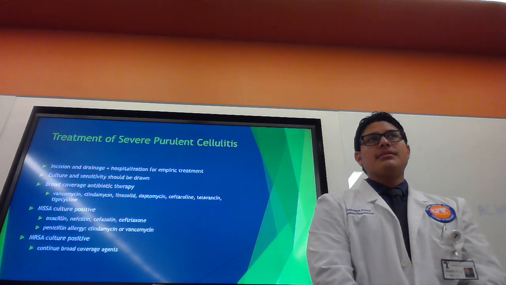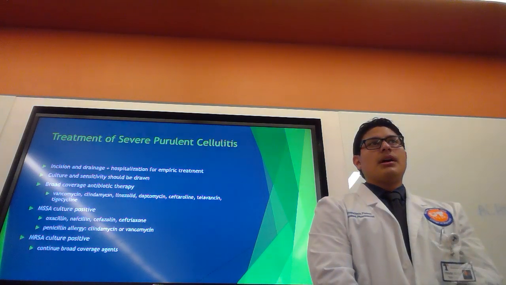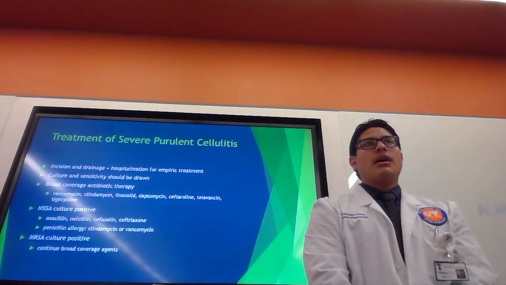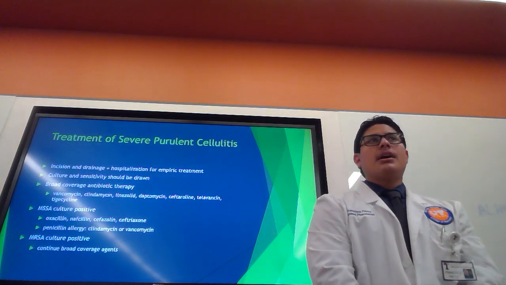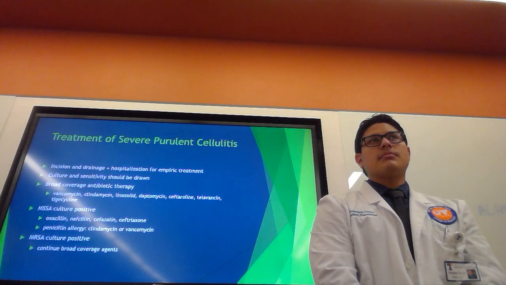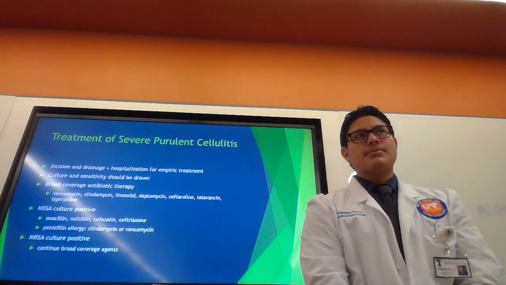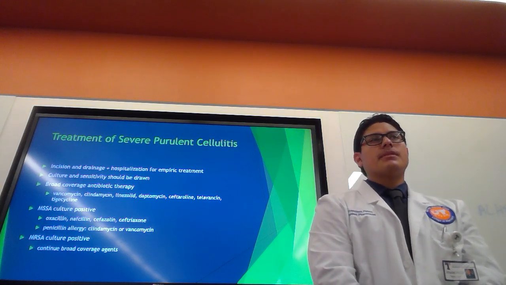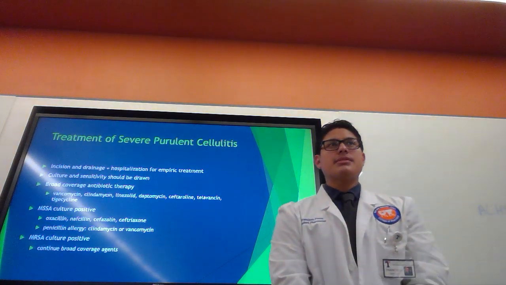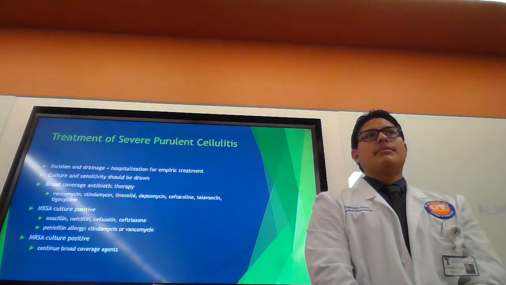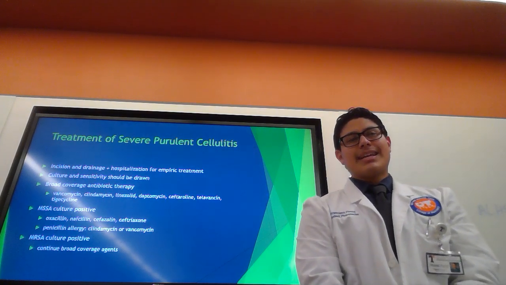For severe purulent cellulitis, incision and drainage again, but the patient does have to be hospitalized for this one. Culture and sensitivity should be drawn. Usually these patients will have higher than 2 SIRS criteria and pretty bad systemic effects, so they could be close to having sepsis or something close to that. Usually broad coverage antibiotic therapy is initiated, including vancomycin, clindamycin, linezolid, daptomycin, ceftaroline, telavancin, and tigecycline.